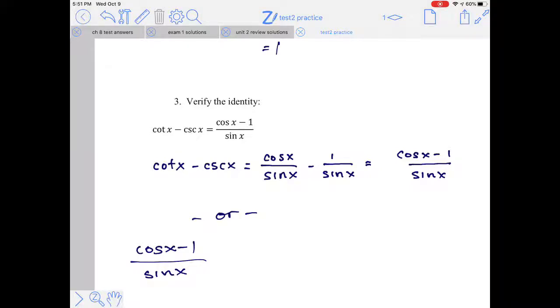Yeah, and I think I mentioned that a couple times. If you ever have a fraction with one single term in the denominator and multiple terms in the numerator, you can separate that into several fractions. So cosine x over sine x minus 1 over sine x. And then, yep, just go backwards. So cosine over sine is cotangent, and 1 over sine is cosecant. Cool.